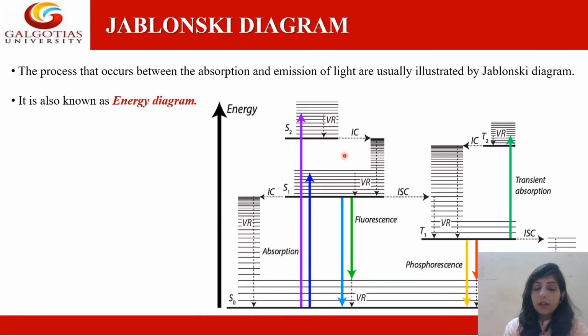Then here I have mentioned the Jablonski diagram, which is also known as the energy diagram. The process that occurs between the absorption and emission of light is usually represented by the Jablonski diagram. So this is your energy diagram. It shows the different types of absorption and emission occurring in a particular molecule.